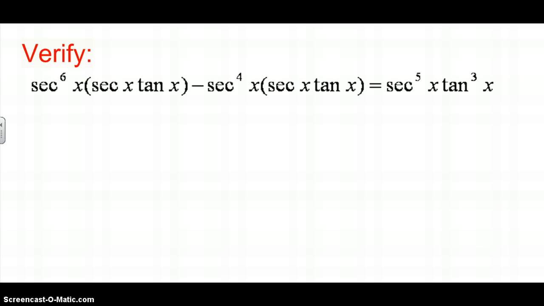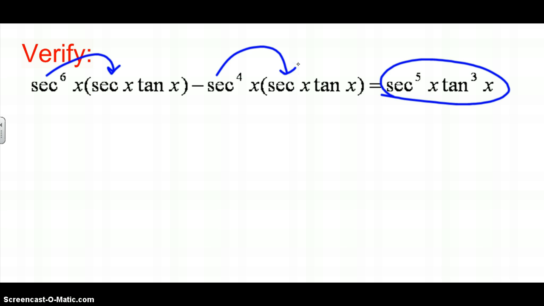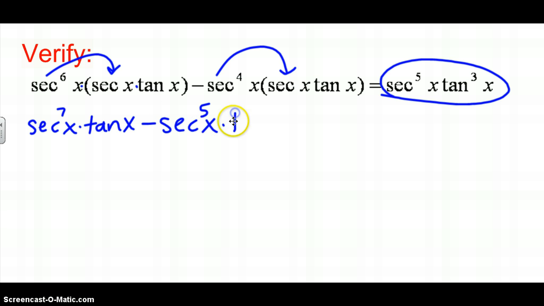Alright, this one looks really messy. But it helps to start with the messy side and try to simplify it to be equal to this over here. So to start, I'm going to do some algebra and distribute these things in. So this will end up with secant to the 7th of x times tangent. Remember, secant doesn't have to distribute to the tangent because we've got multiplication happening. This one to this term will end up with secant to the 5th of x times tangent of x.